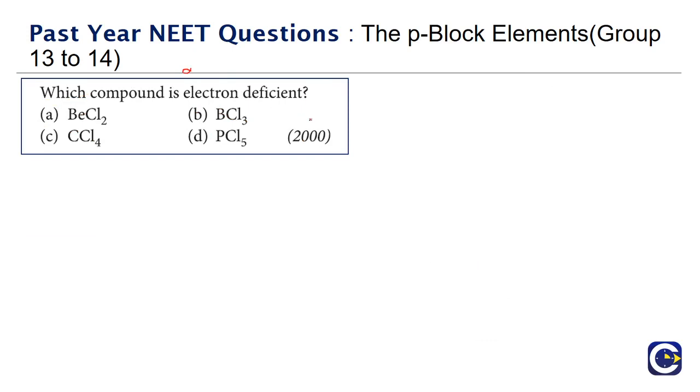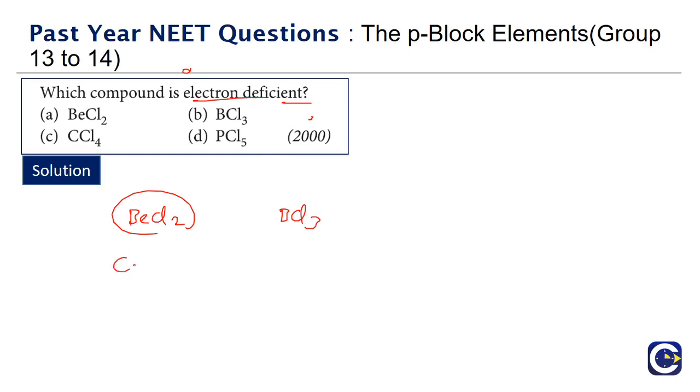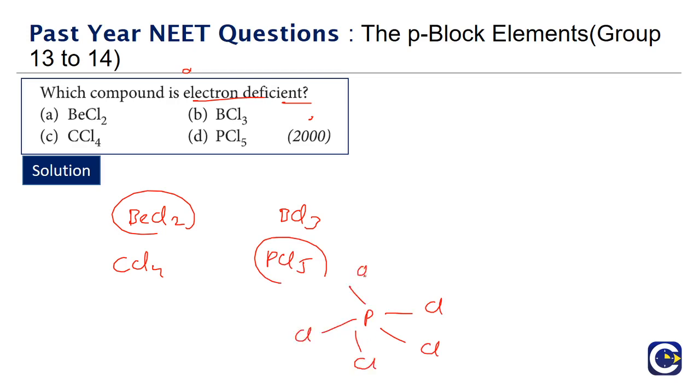Next, we have a question that has come in the year 2000. Which compound is electron deficit? If you look at these compounds, BeCl2, BCl3, CCl4, PCl5: PCl5 is in fact an extra octet molecule. Phosphorus has 5 electrons, and all 5 are used for bonding. We are not writing the actual structure of PCl5, just the Lewis diagram. So the total effective count of electrons after forming 5 bonds will be 10, so it's an example of an extra octet molecule.